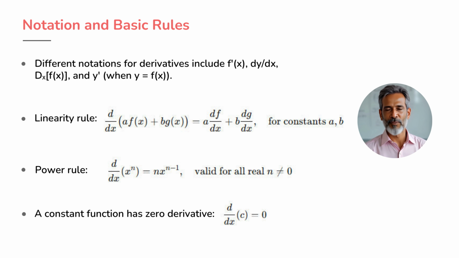Next, the famous power rule states that the derivative with respect to x of x raised to the power n is n times x raised to the power n - 1. This is valid for all real numbers n except 0.